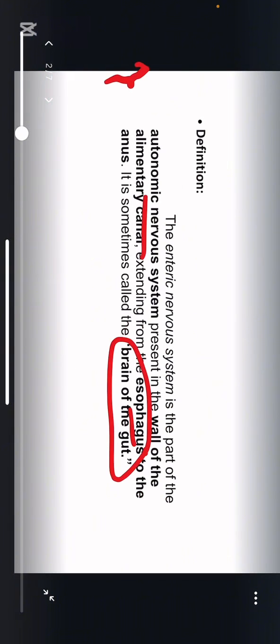the enteric nervous system is a part of the autonomic nervous system and it extends from the esophagus to the anus. It is also called the brain of the gut. It consists of two plexuses, Auerbach's plexus and Meissner's plexus. Auerbach's plexus is also called myenteric plexus and it is present in the muscularis externa and it controls the motility. And Meissner's plexus is present in the submucosa and it controls secretions and blood flow.